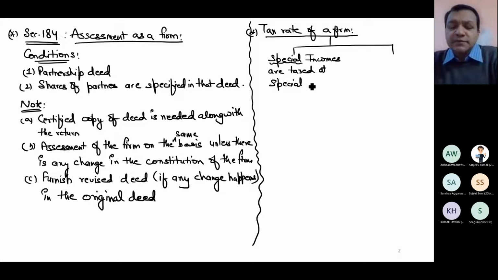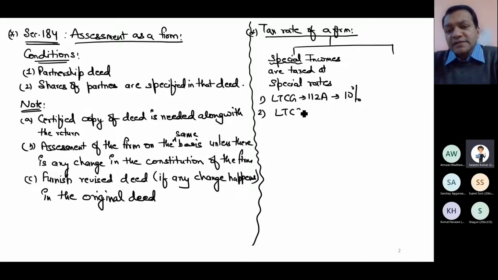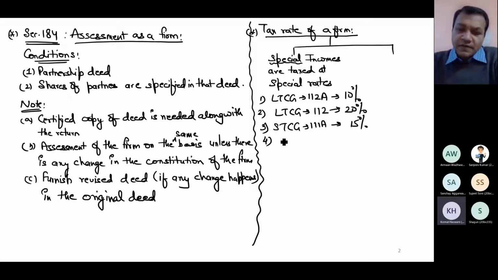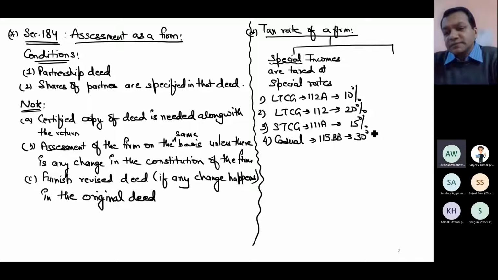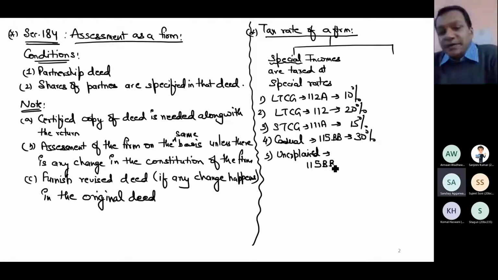Can you tell me the names of those special incomes? LTCG under section 112A, 10%. Normal LTCG under section 112, 20%. STCG under section 111A, 15%. Then casual income at 30%, casual income like lottery, gambling, etc., under section 115BB, 30%. Unexplained incomes under sections 115BBD, I think, and 115BBE, 60%. These will continue to be taxed at the same rate.